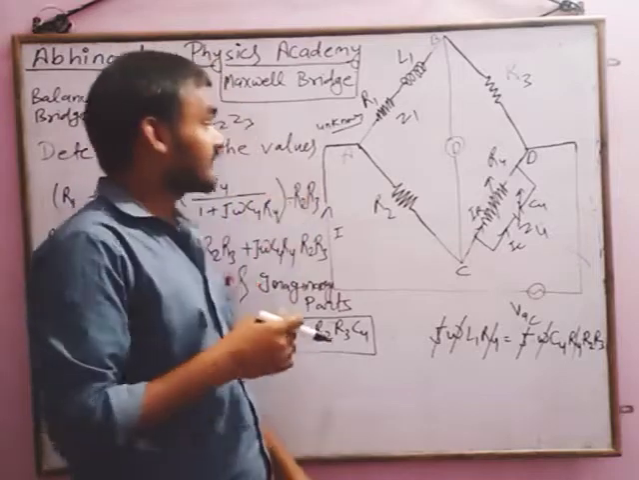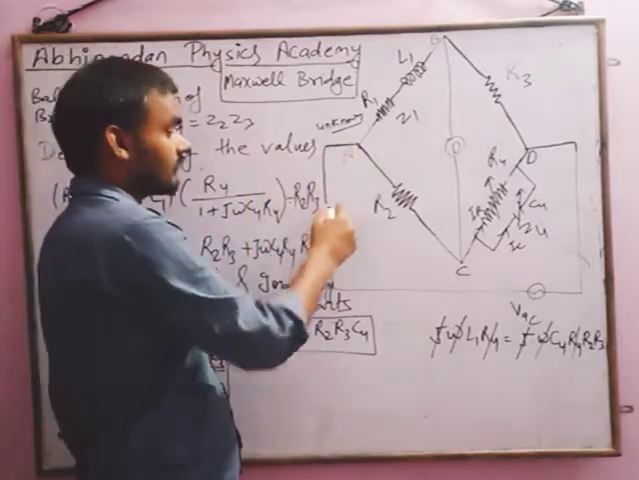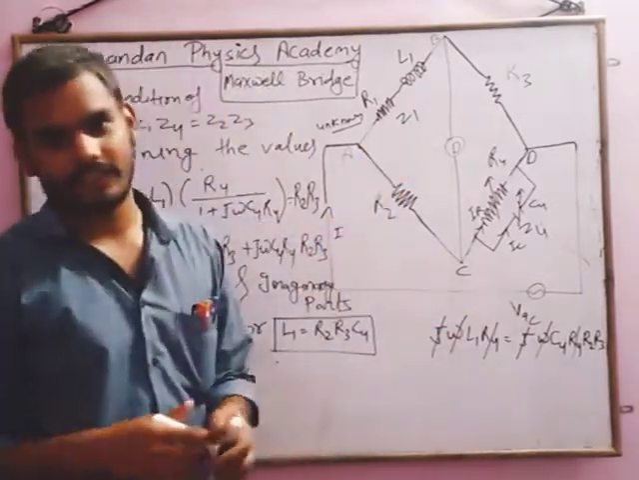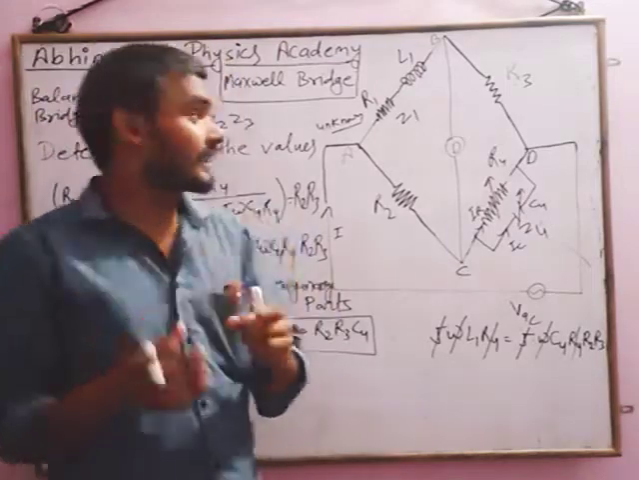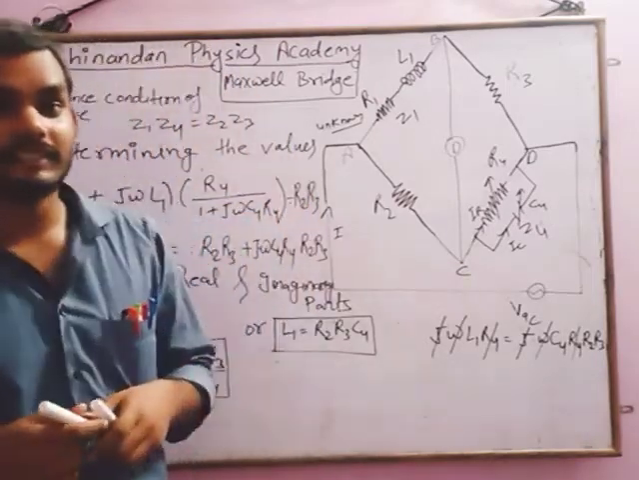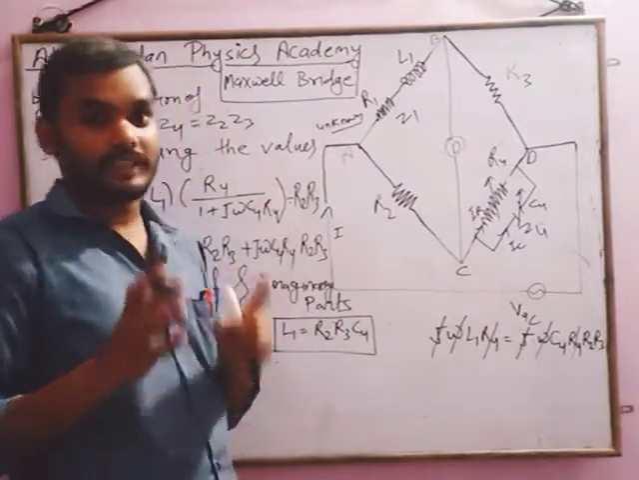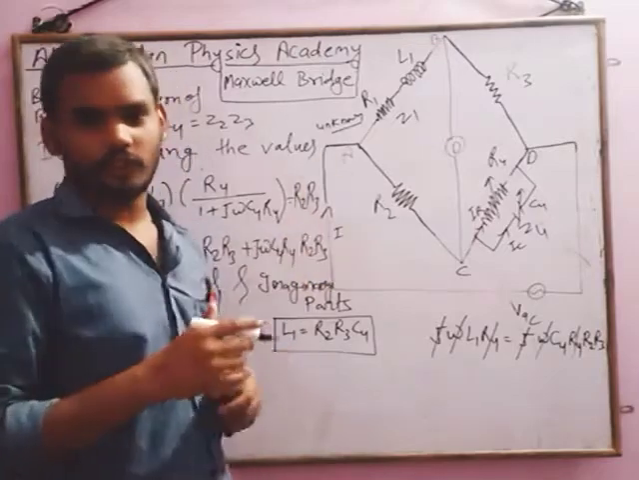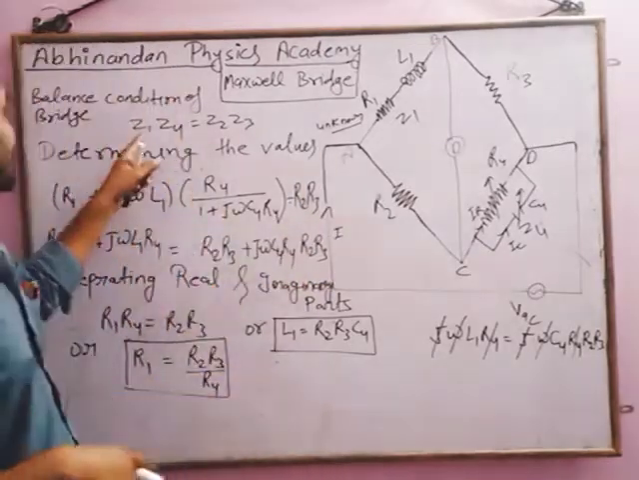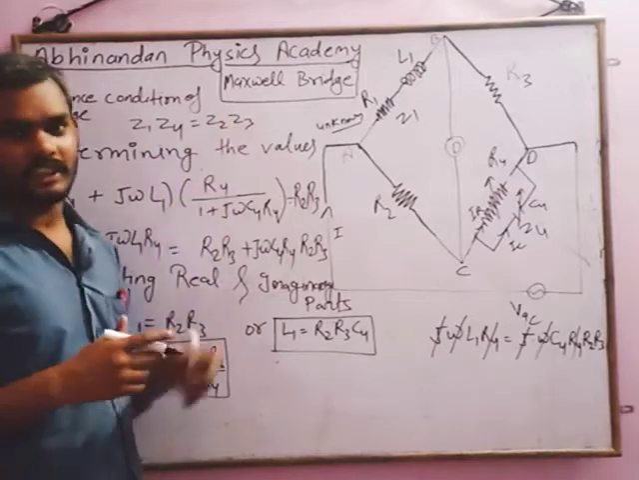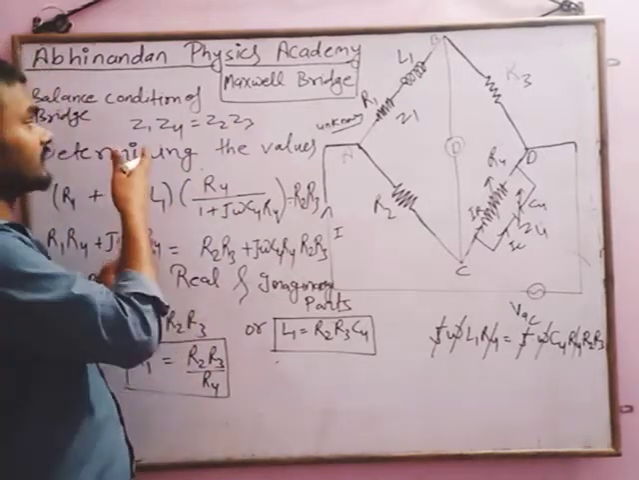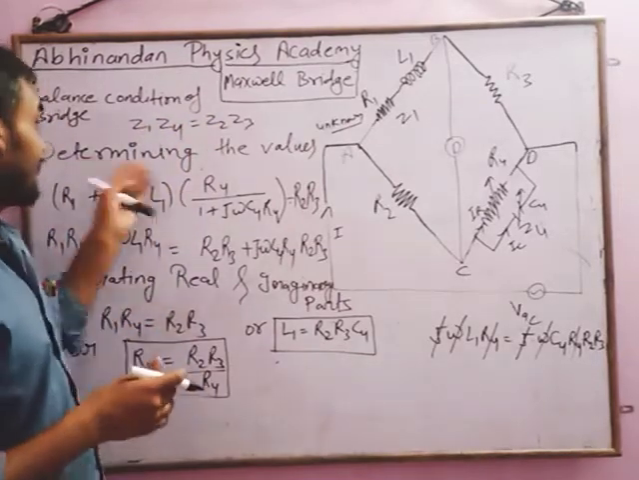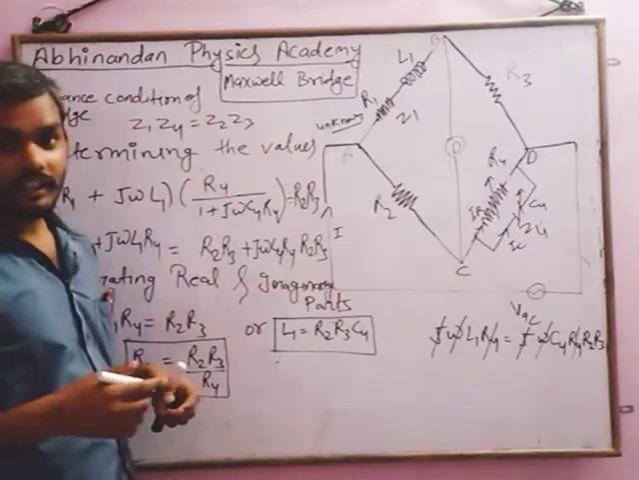AC current is given to the circuit. We already discussed in our 12th class that the balance condition of the bridge is similar to the Wheatstone bridge. The Maxwell bridge is similar to the Wheatstone bridge, in which the balance condition is Z1 Z4 equal to Z2 Z3, or Z2 upon Z1 equal to Z3 upon Z4. So we determine the values from the figure.